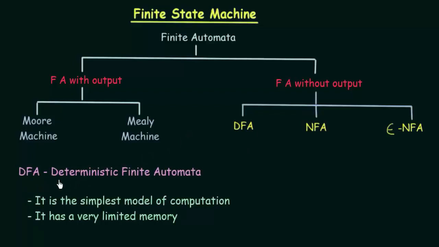Okay, so DFA stands for deterministic finite automata. Before we start off with DFA, let us remember two important properties of finite state machines that we should always remember. Finite state machines are the simplest model of computation, and also finite state machines have a very limited memory. These are two important points that we should always keep in mind before we study anything related to finite state machines. Okay, now we can start off with deterministic finite automata or DFA.